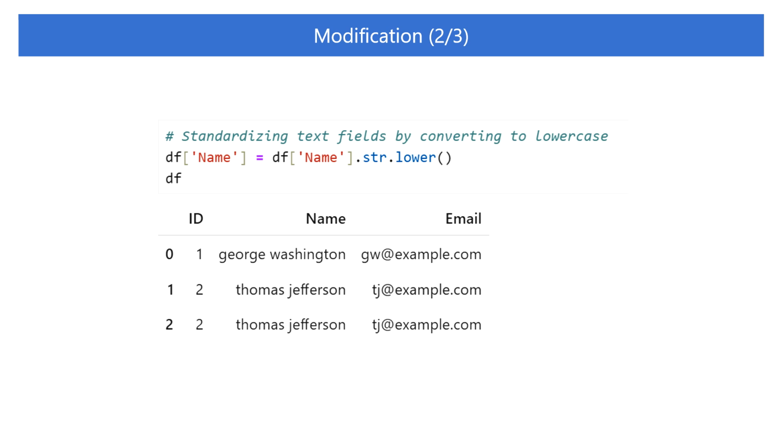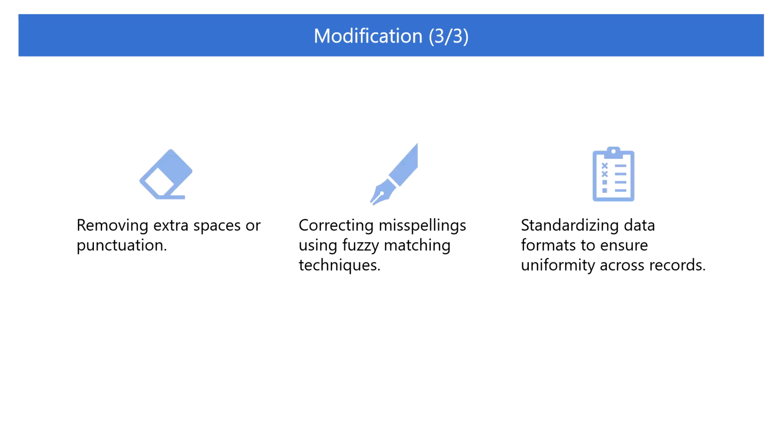By applying the str.lower function to a column, we can convert the text field in the column to lowercase. Here, we apply this function to the name column of the data frame df. Other modifications may include removing extra spaces or punctuation, correcting misspellings using fuzzy matching techniques, and standardizing data formats to ensure uniformity across records.